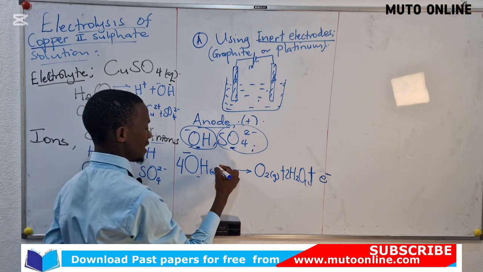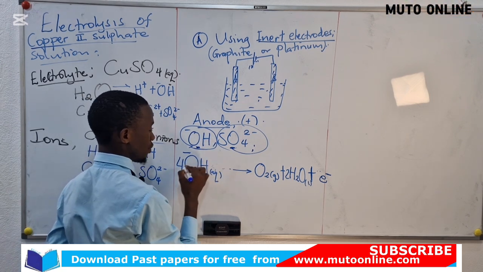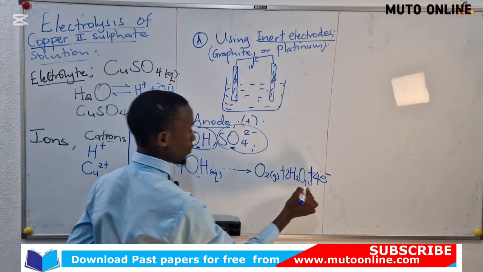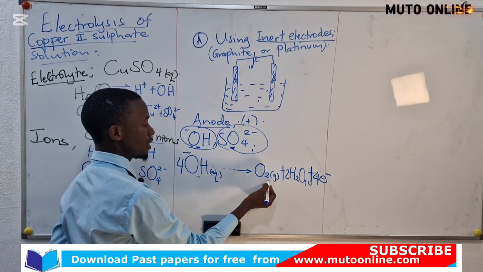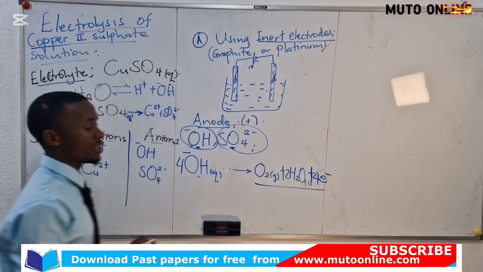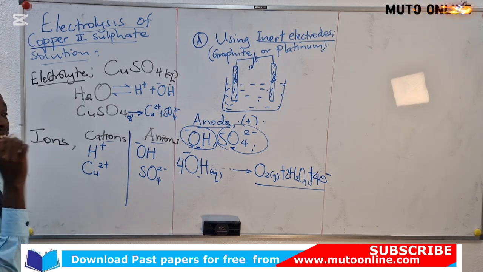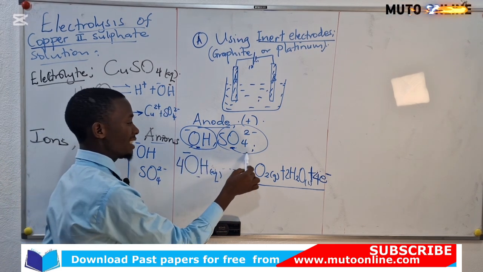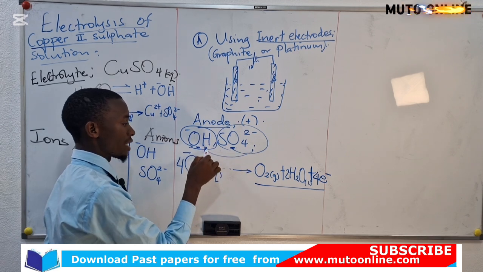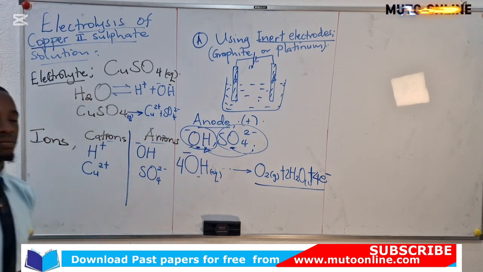So this means that it is going to lose how many electrons? 4 electrons to make this. So this is what will happen at the anode. When we use inert electrodes, we shall discharge the ions basing on the reactivity series at the anode.